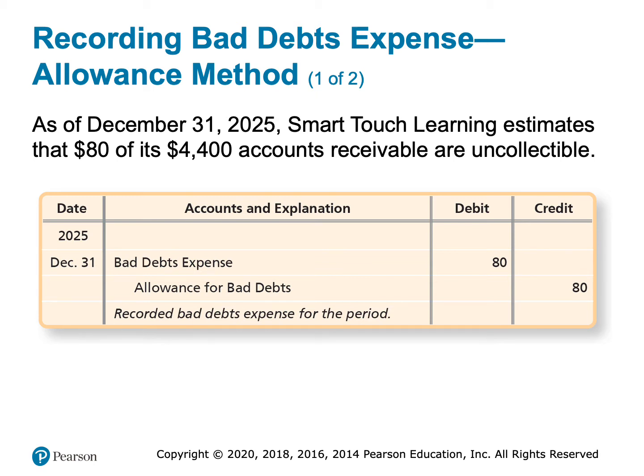Now, I want to point out that different textbooks, different professors will call these accounts different things. You may hear it called uncollectible account expense and an allowance for uncollectible accounts, or doubtful account expense and an allowance for doubtful accounts. Any of those is perfectly acceptable. You get the idea. It's a debt that we don't think we're going to collect.